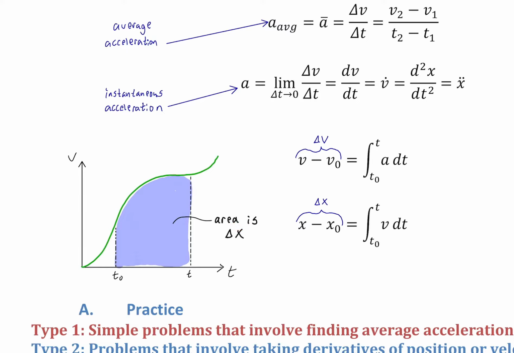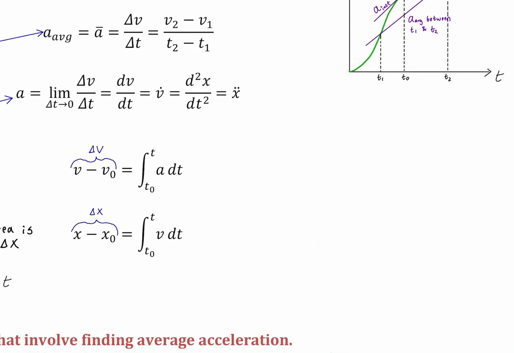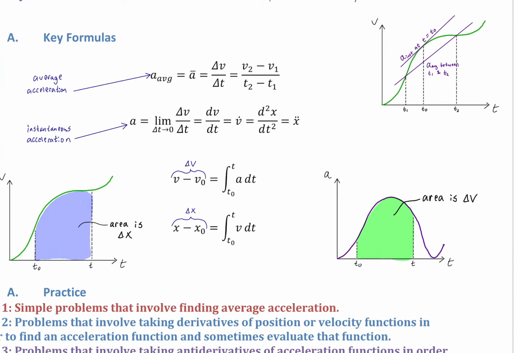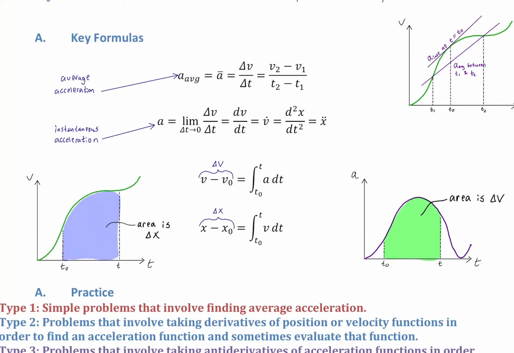The units are meters. The actual magnitude of this area, it's a scalar after all, is change in position. Likewise, if you look at a graph of acceleration versus time, between two times, t naught and t, and shade some area under that curve, that green shaded area is change in velocity. It's not final velocity. Its units are meters per second. It's the change in velocity. So that's how calculus relates to velocity and acceleration.